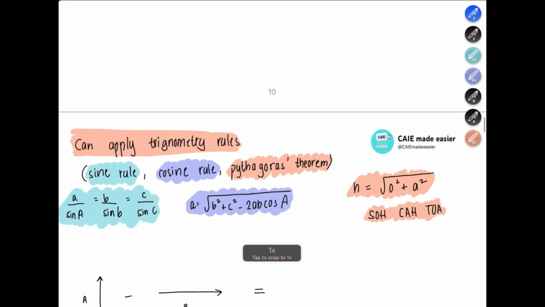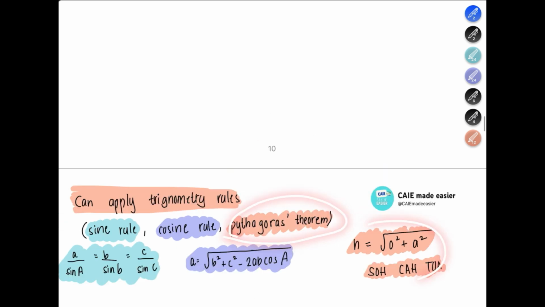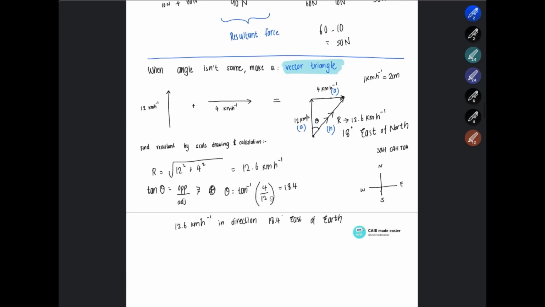Remember, in vectors, you can use these trigonometry rules. You can use Pythagoras theorem when you have a right angle triangle, just as we did over here, right? But in some cases, you don't have a right angle triangle. For example, you can say the object is traveling in this direction. This is the velocity, and the second velocity is in this direction. Find the resultant from the starting to the end. So in this case, you cannot use Pythagoras theorem. You have to use sine rule or cosine rule, whatever is helpful for you.